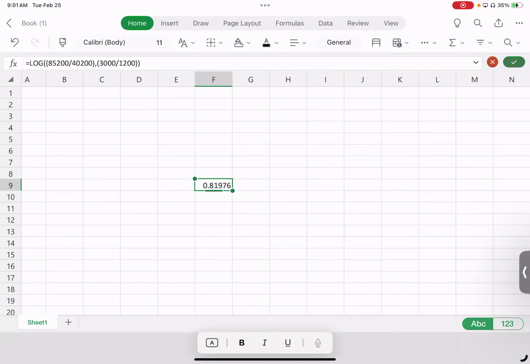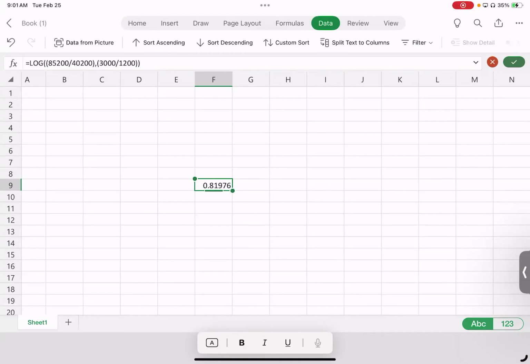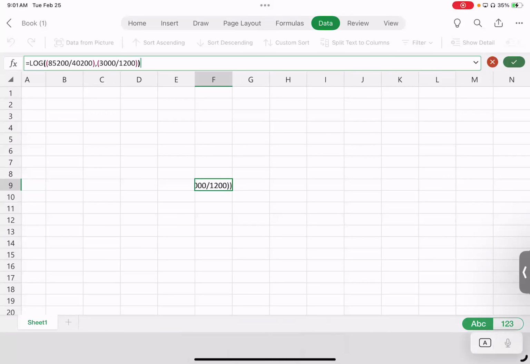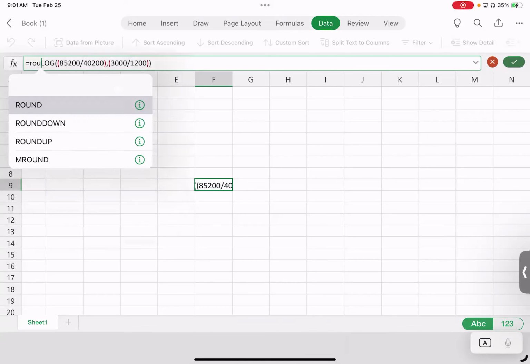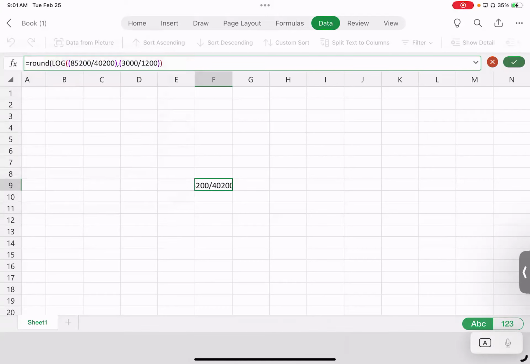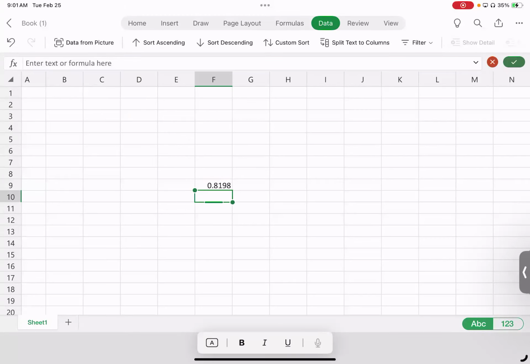Any help needed here? Please let me know. It's already showing the answer. So if you want to keep 4 decimal places, you can add in the ROUND function here, and then you put in 4 decimals here. Right. So yeah, it's on the corner.